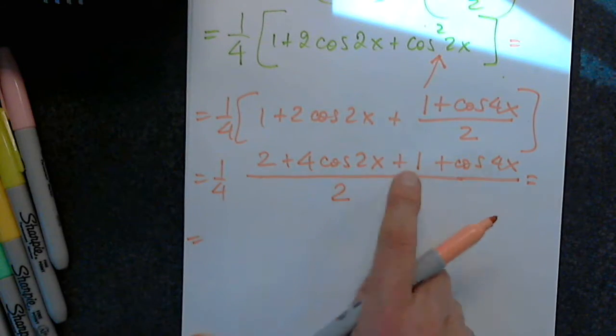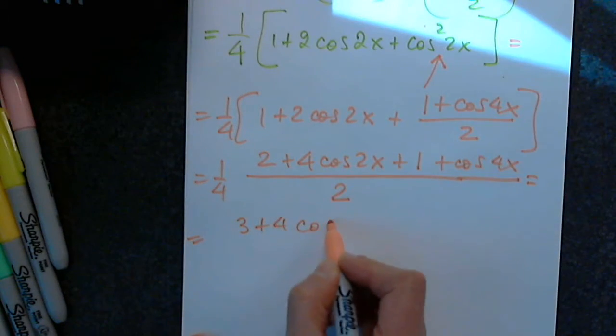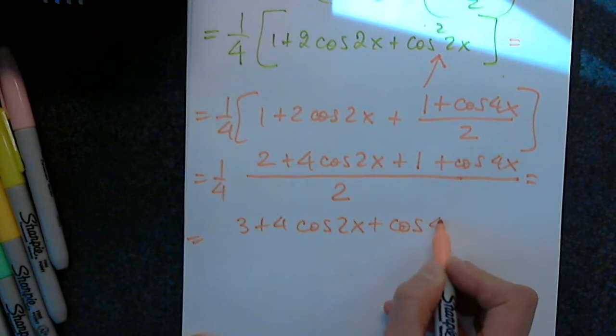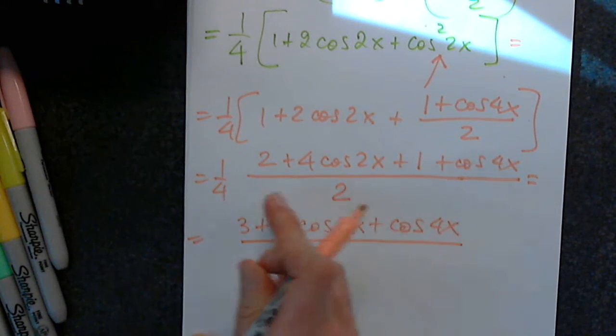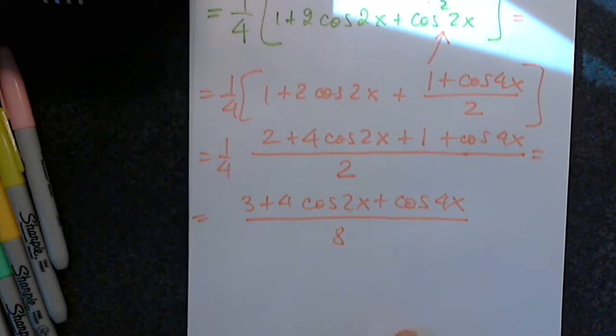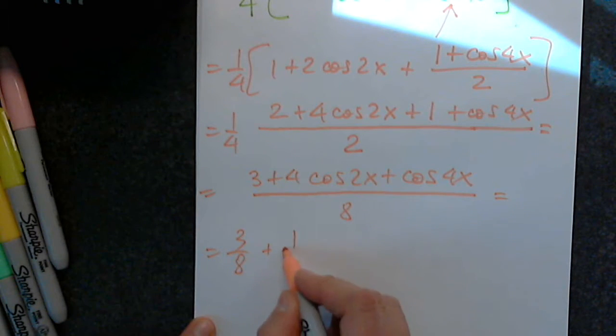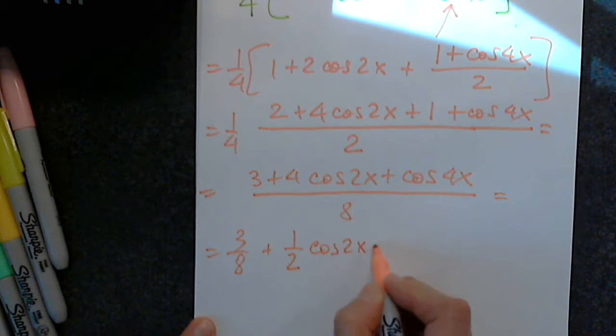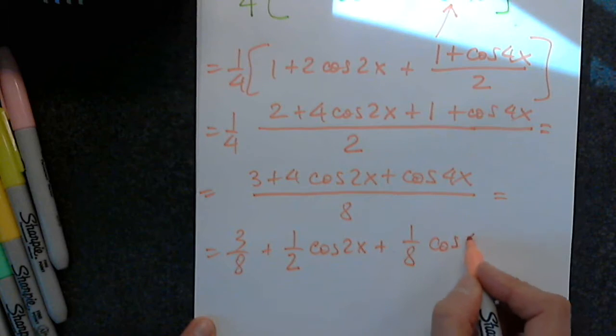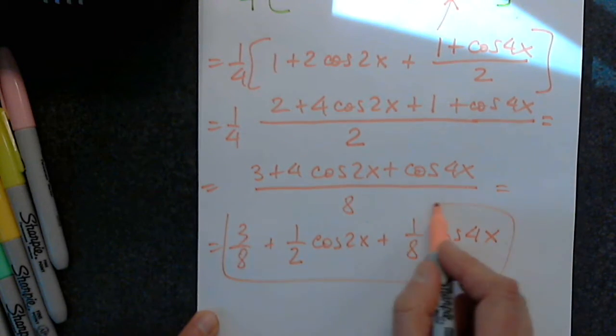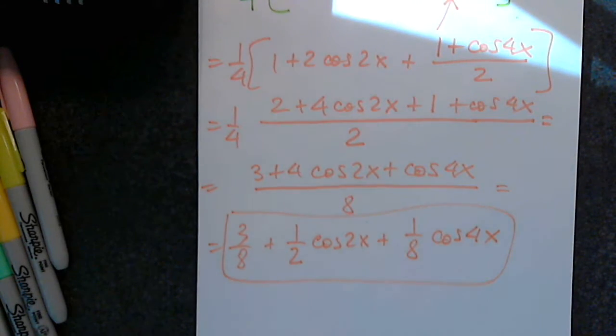I combine like terms at the top, and I get 3 plus 4 cosine twice x plus cosine 4x. And now I'm done. 2 times 4 is 8. Yes, you can separate it into 3 fractions if you want. 3 over 8 plus 4 over 8, which is 1/2 cosine twice x, plus 1 over 8 cosine 4x. As you see, these are involving, even if they're only cosine to the fourth. They require a lot of work.